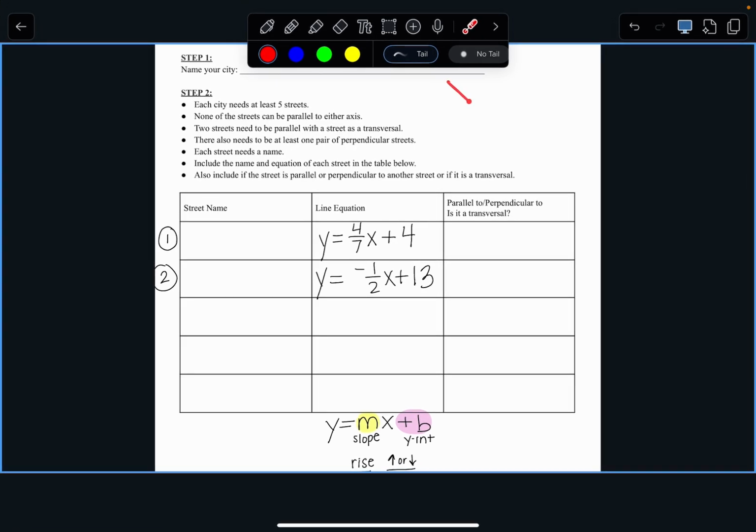If your line goes like this, that's negative. So that would be a negative slope. If your line goes like this, that would be a positive. So then what does that change? It just changes the sign in front of your fraction. Okay? So wouldn't your first one be a negative?